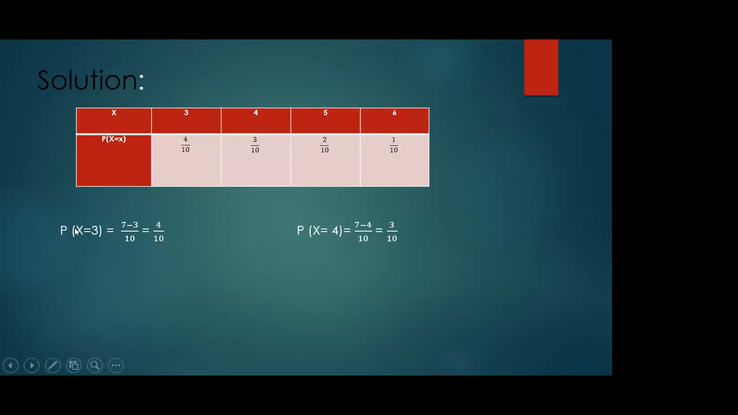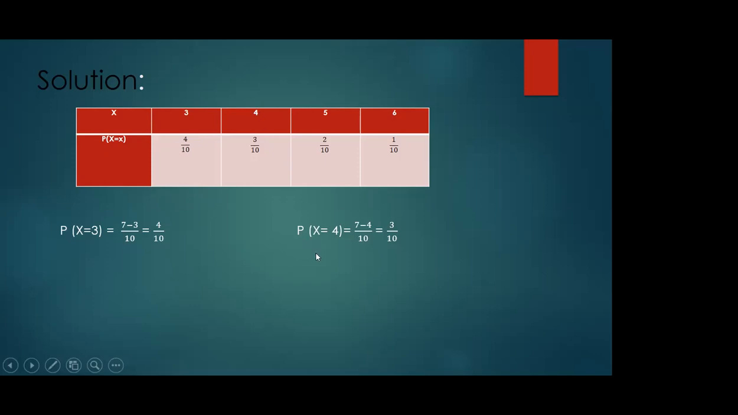So the probability that x is equal to 3, all you're doing is substituting the values of x into our original equation. So the probability that x is equal to 3 is equal to 7 minus 3 divided by 10, which is equal to 4 divided by 10. So when x is equal to 3, the probability is 4 divided by 10, or 0.4.